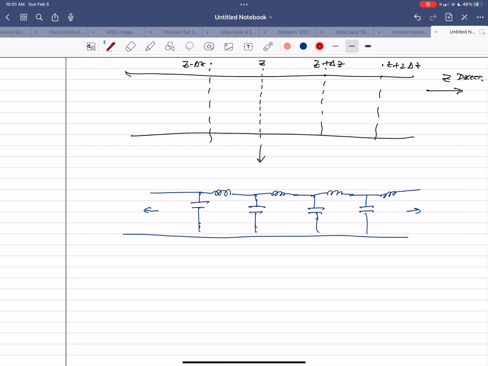So at any point, we're going to have a current I of Z and a voltage V of Z. The current's going to be going through this inductor, and the voltage is going to be across this capacitor. And then when I get to this point here, the current is I at Z plus delta Z going through this inductor, and the voltage across this capacitor is going to be V at Z plus delta Z. And so on and so forth.